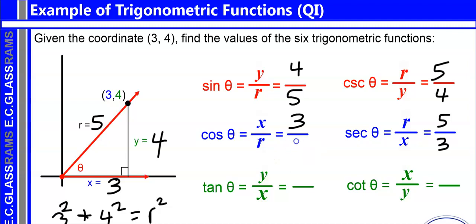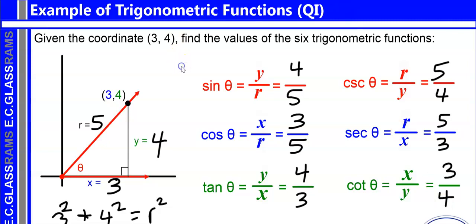Tangent is y over x. So it's going to be 4 over 3. And cotangent is the reciprocal, so therefore it's going to be 3 over 4. Last thing you do is you check to make sure you can't simplify any of these fractions, and you can't, so therefore we're good to go.